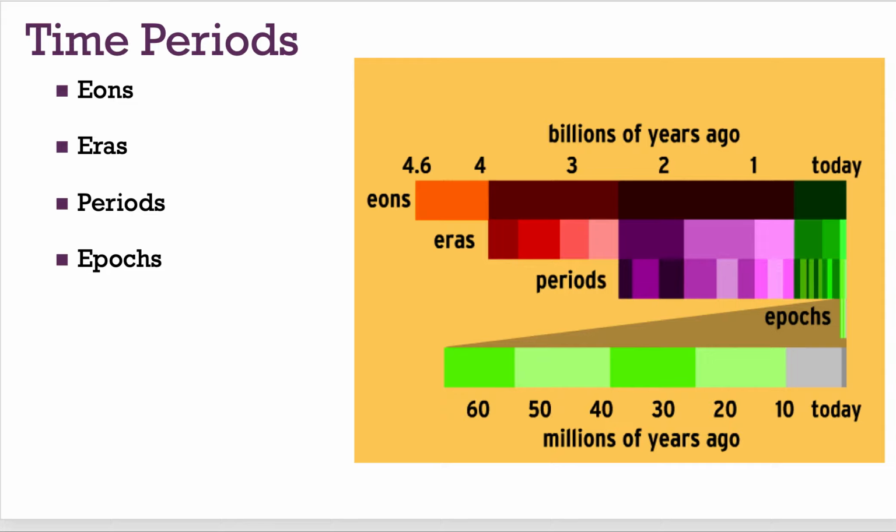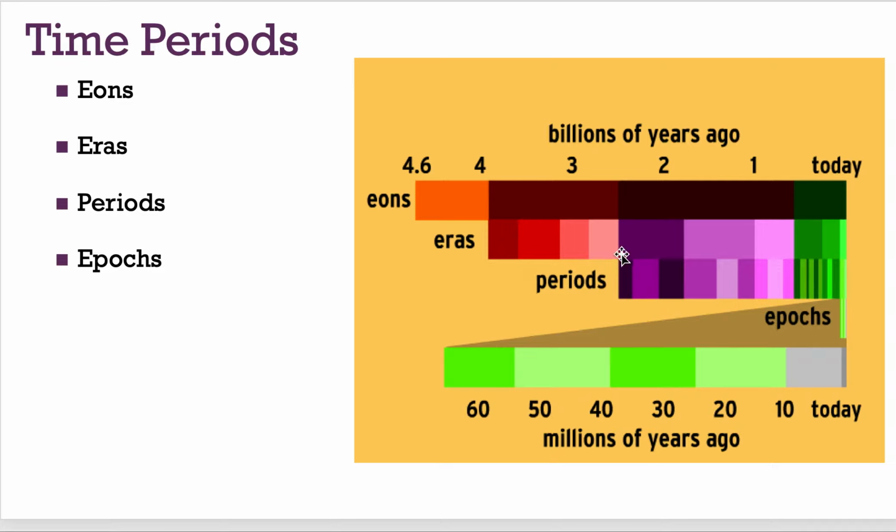So there's eons, eras, periods, and epochs. We're mostly going to worry about eras and periods for this class. This diagram here shows you starting from the day going back. Eons are the longest periods of time, and then eras are divided up within that. This eon here doesn't have any divisions of eras, but all the rest of them do.